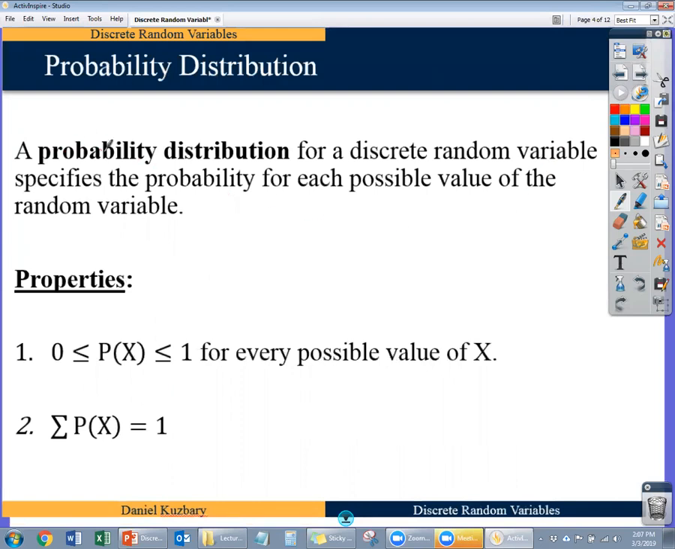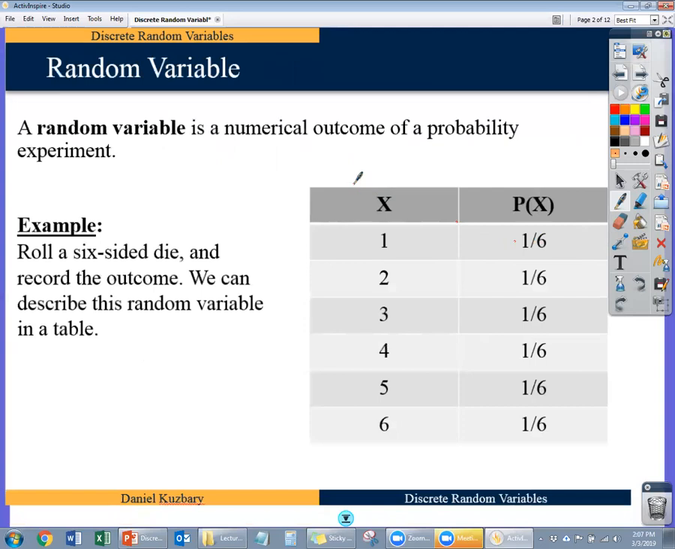Okay, so a probability distribution for a discrete random variable specifies the probability for each possible value of that variable. This is a complicated looking definition. All this is saying is the distribution tells you the probabilities for each outcome. So I'm going to back up to this first slide I showed you. This is a probability distribution. This is an example of one.